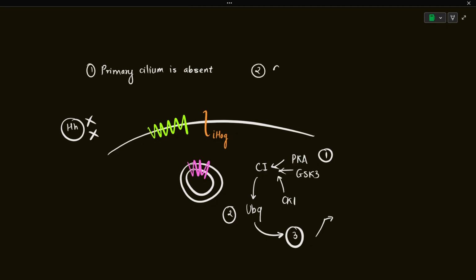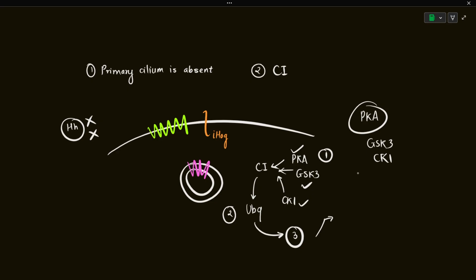The other difference is the presence of cubitus interruptus instead of GLI proteins. So the Drosophila has cubitus interruptus, and the kinases that are going to work in the Drosophila are PKA, GSK3, and CK1. In the case of mammalian cells, only PKA works, but sometimes, if the cell type is different or the developmental stage is different, GSK3 and CK1 can also work.